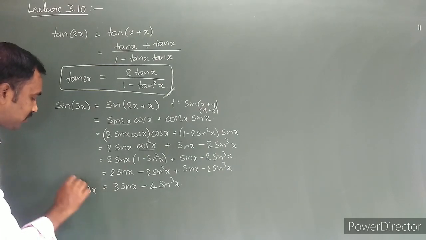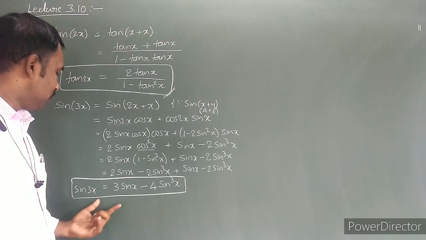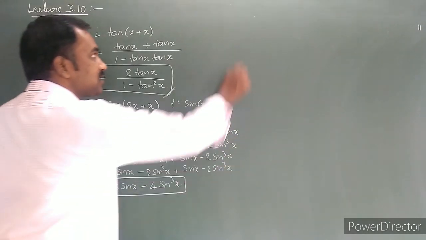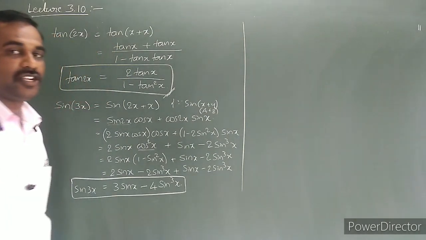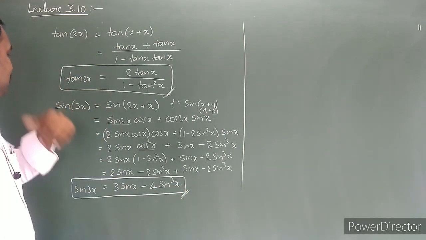What is the sin of 3x? Sin of 3x is equal to 3 sin x minus 4 sin cube of x. This is the result for sin of 3x. Very important result. Next, sin 3x is over.